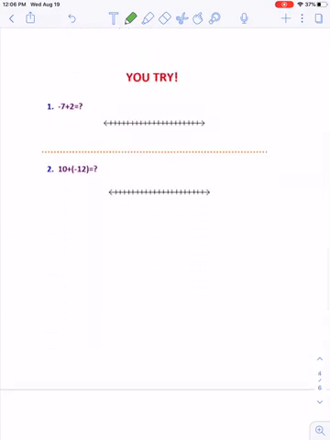Why don't you try this one real quick and input your answer on Edpuzzle. You should have gotten negative 2 as your answer. For this first one too, just so you have it, you should have negative 5.